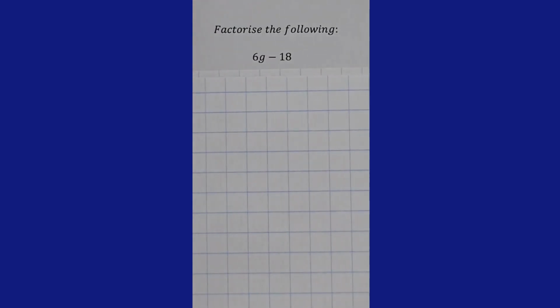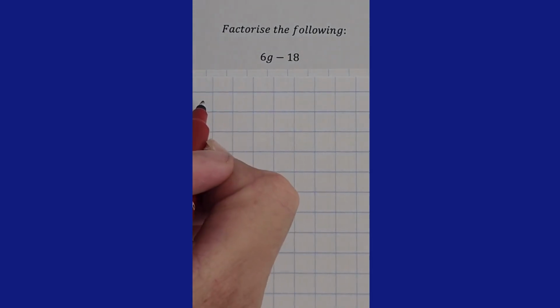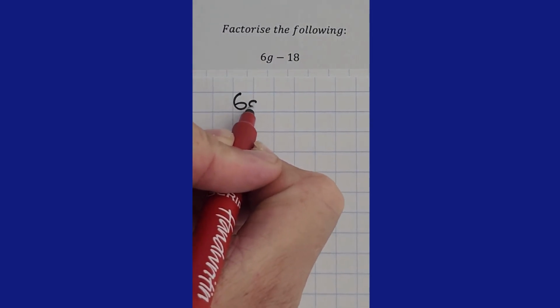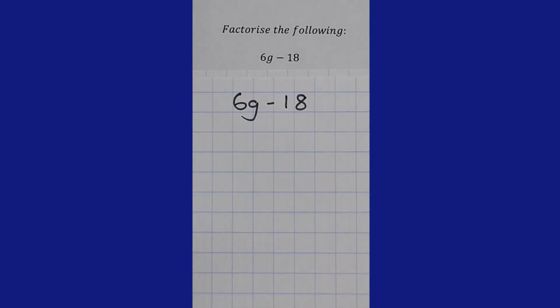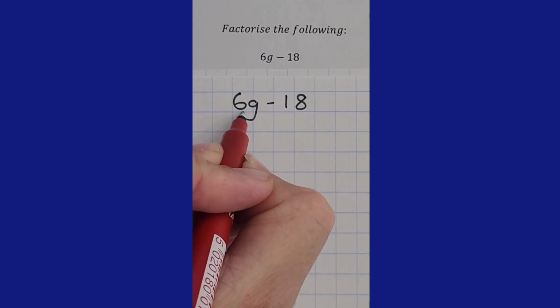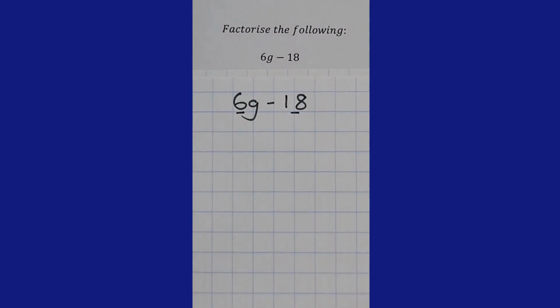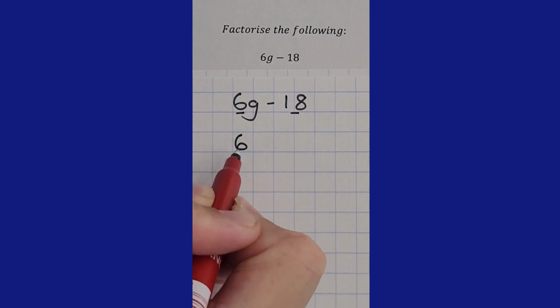If we have a look at the next one, we're looking to factorise 6g minus 18. It's going to be the same process as before. We're going to look at the numerical term first. What are the factors of 6 and what are the factors of 18 in terms of which factors they share? Well, they're both in the 1 times table, they're both in the 3 times table, but they're also both in the 6s. And again, we're always looking to pick the biggest factor. So the biggest factor would be 6.